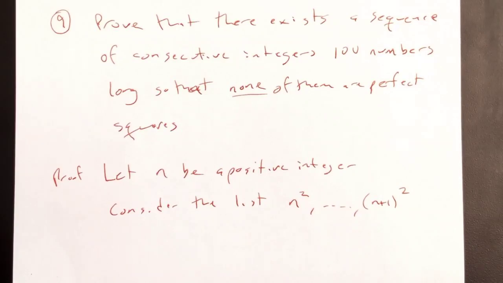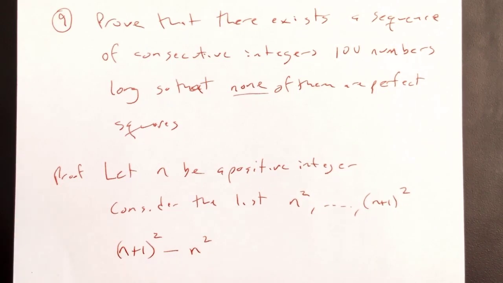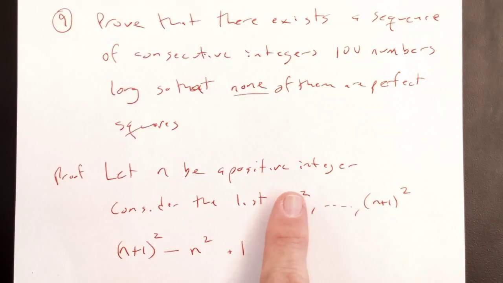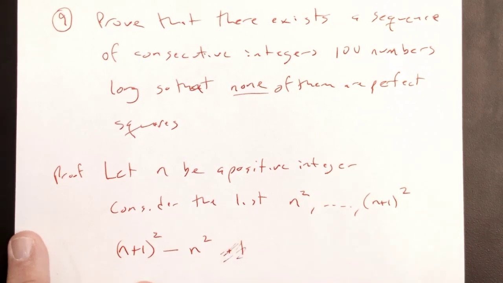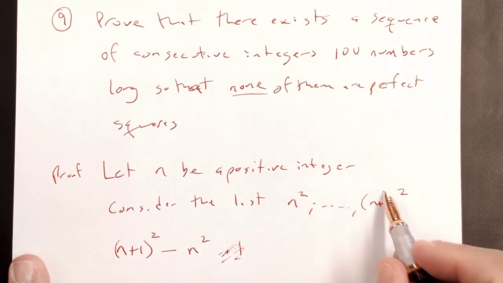How many numbers are in this list? Take the first one, take it away from the second one, right? So the number of things in this list is n plus 1 squared minus n squared, plus 1. I have to count the end. If I take away n squared, I would remove this number, wouldn't I? Oh, wait a minute, that's a square. I want to remove the square, don't I? Let's remove the square. There. That's how many numbers are on the list between here and here.